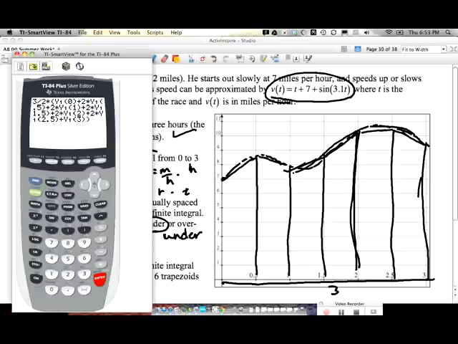So we got 3 over 2 times y1 of 0 plus 2 times y1 of 0.5 plus 2 times y1 of 1 plus 2 times y... Oh, we forgot another one right there. So right up here we got to plug in another parentheses. So second, insert, open parentheses. And we got those open parentheses. Alright, we should be good now.